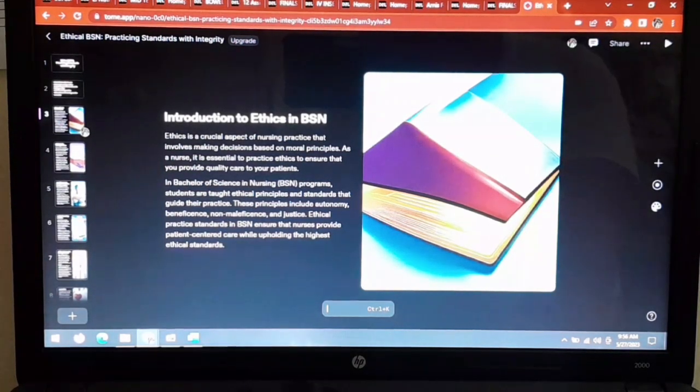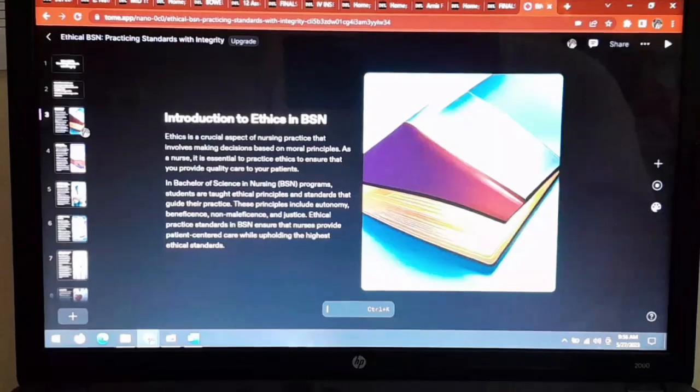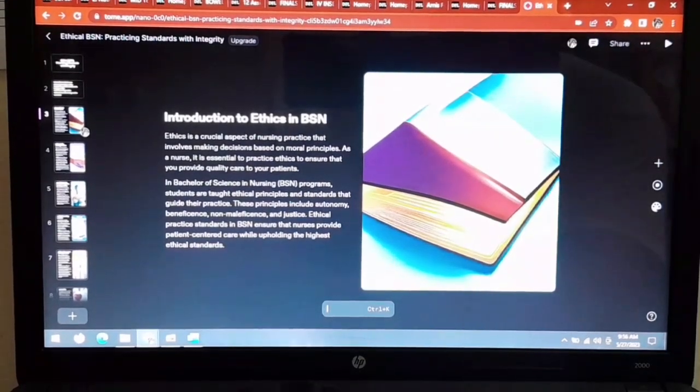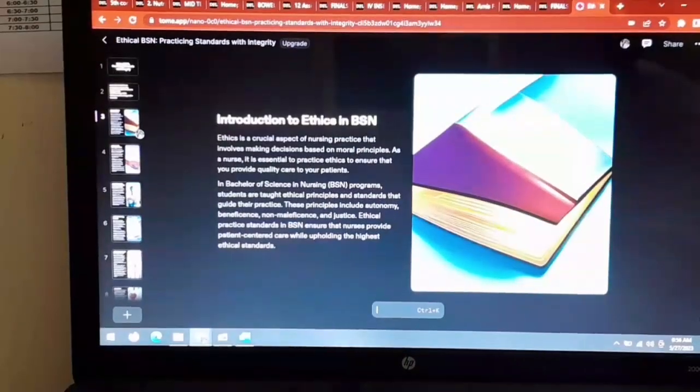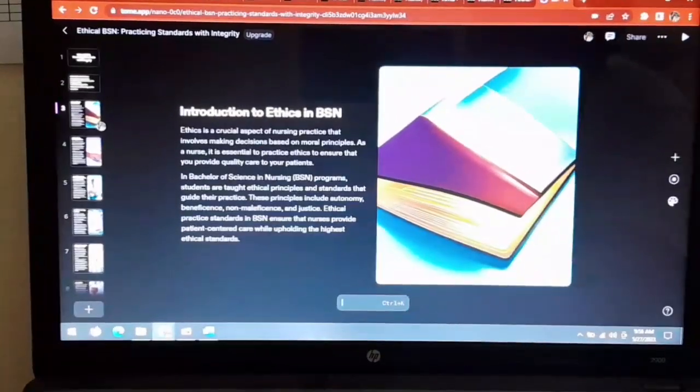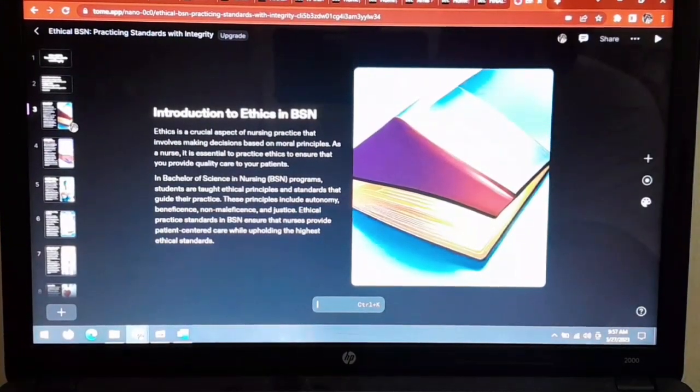Ethics is a crucial aspect of nursing practice that involves making decisions based on moral principles. As a nurse, it is essential to practice ethics to provide quality care to patients. So you must familiarize yourself with the ethical guidelines. Educate yourself about the ethical guidelines and codes of conduct relevant to your profession. This may include codes provided by professional organizations, regulatory bodies, and licensing boards.